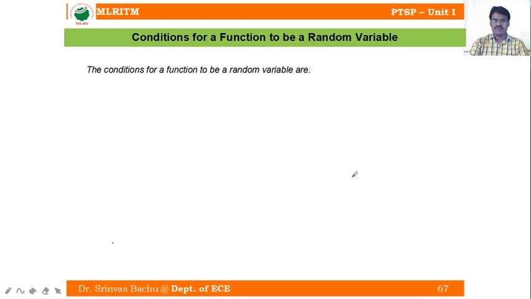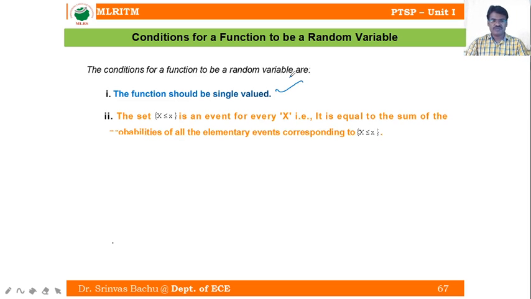Right, we have some conditions for a function to be a random variable. Always the function should be singly valued, not multiple valued. The function should be singly valued whenever you are assigning a real number to every element of the sample space. It's not multi-valued. The set {X ≤ x}, where small x is the assignment and capital X is the random variable, is an event for every capital X.